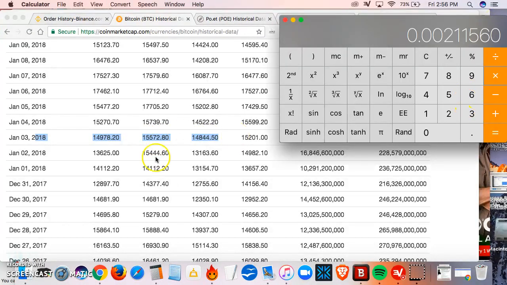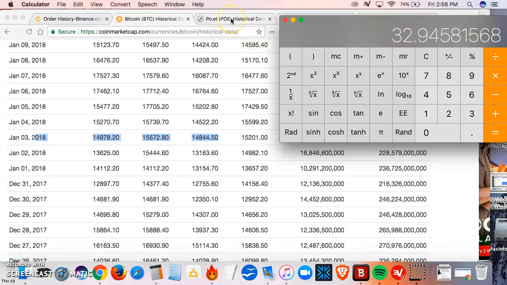So we're going to multiply that by this highest price right here, 15572.8. Okay, so at the most, those 246 coins that I bought of POL on January 3rd cost me $32.94. Okay, so let's keep that in mind.